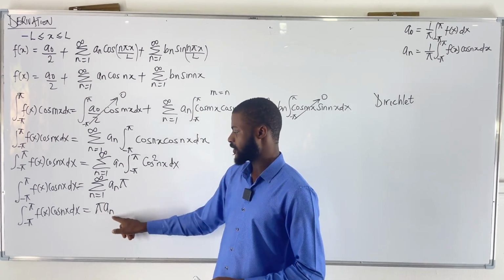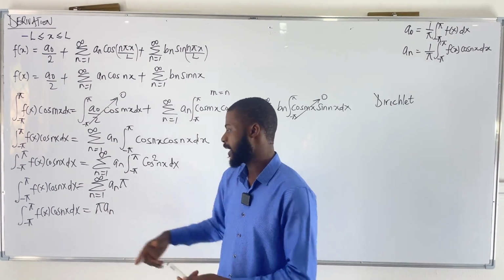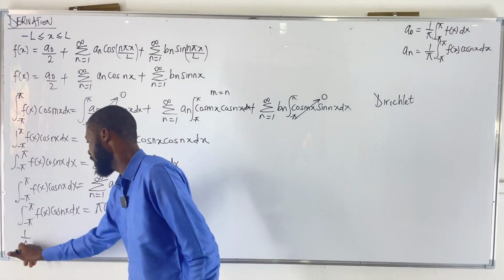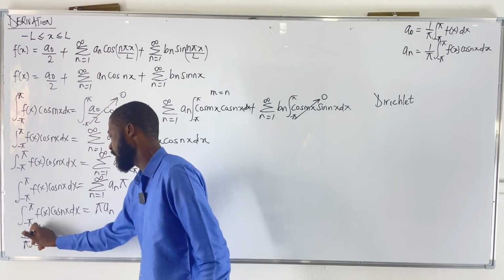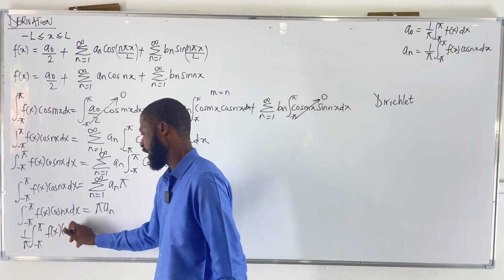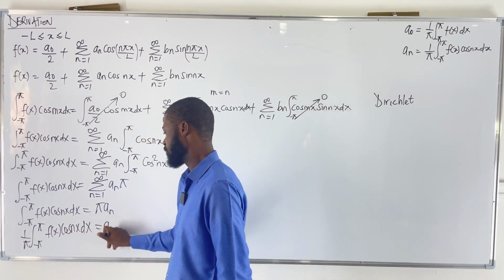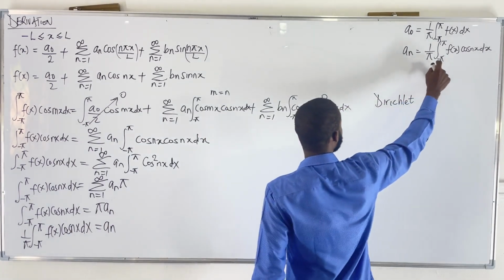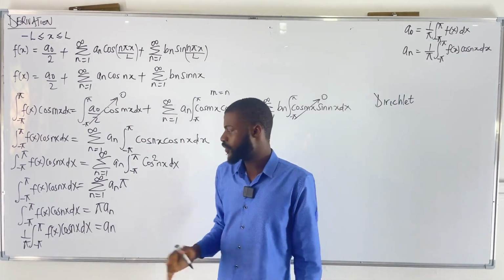So for us to get our a sub n, we're going to divide by what? Pi. So that means I have 1 over pi times the integral from minus pi to pi of f of x cos nx dx equal to a sub n. So that was how they got that. You can see, right?